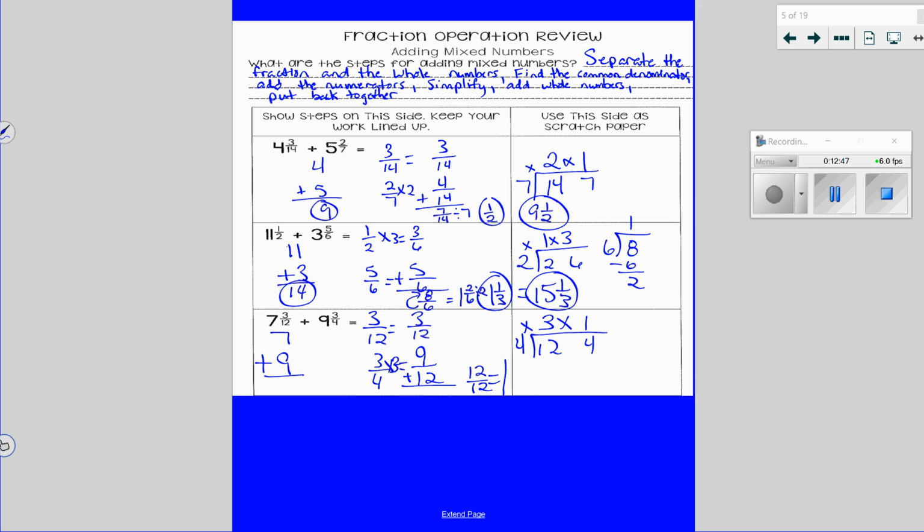And then I add my whole numbers, 9 plus 7. So 16 plus 1 whole equals 17 wholes. Any questions? Why are you looking at me like I have 2 heads? Are we ready to move on?